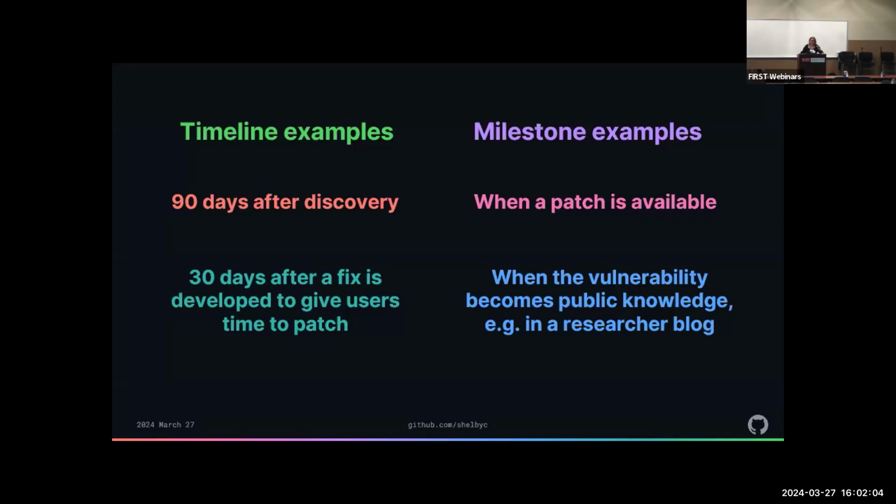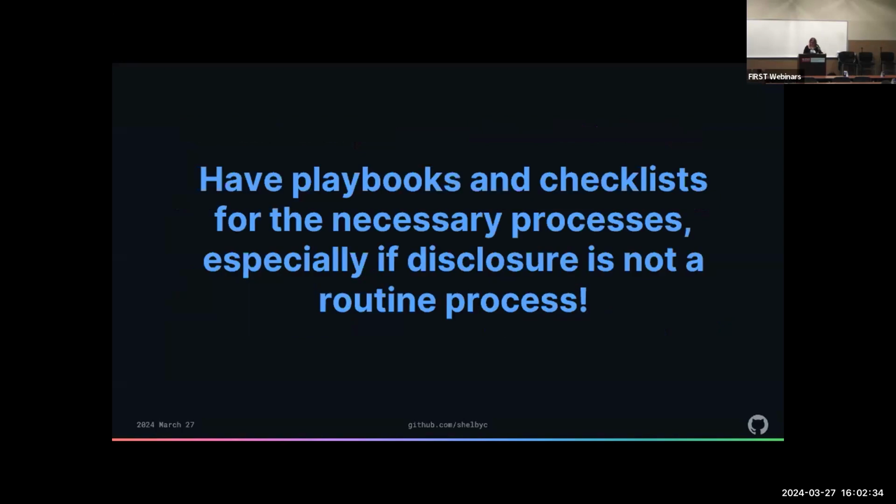When a patch is made available, if you're dealing with stuff from the public or open source, when the vulnerability becomes public knowledge, such as in a researcher blog, this is where that 72 hours mentioned in 4.5 of the new CVE CNA rules becomes relevant, because that gives you a nice solid timeline of when you need to have that information over to the CVE list. And especially if this is something that you don't do a lot because you're a smaller CNA, have playbooks and checklists for the necessary processes, especially if disclosure isn't routine, or if different folks are going to be handling it and you might need to train them quickly.